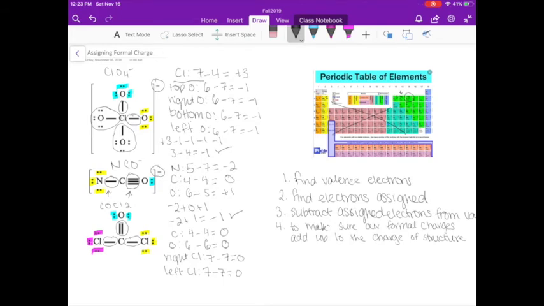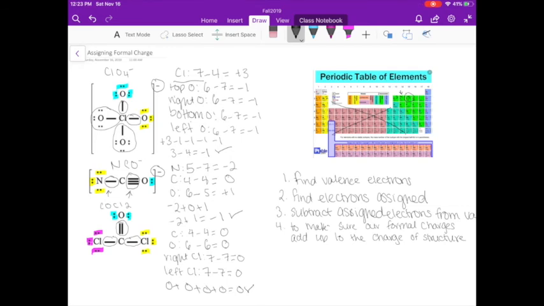This makes sense, as there's no brackets around the structure, which would represent that there would be a charge, so we can assume that the structure is neutral, and so all of our charges should add up to 0, which they do. So just remember, to find formal charge, first we find valence electrons.